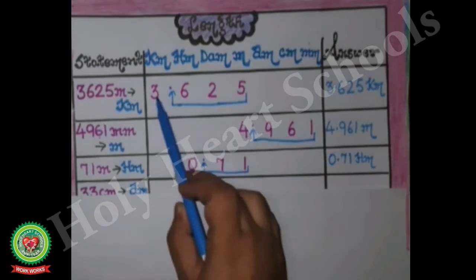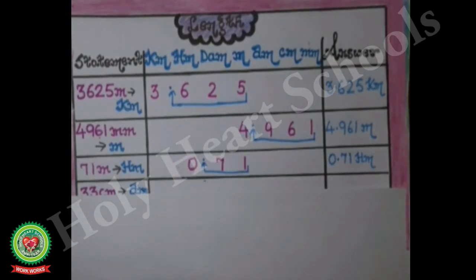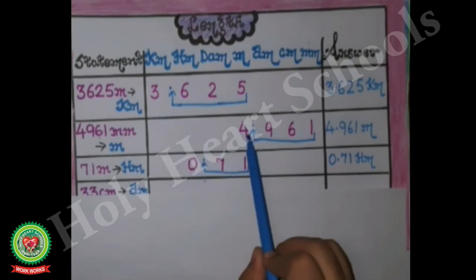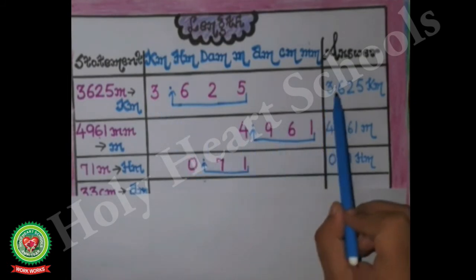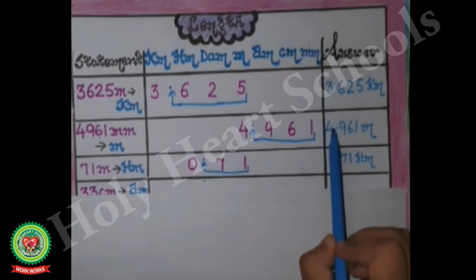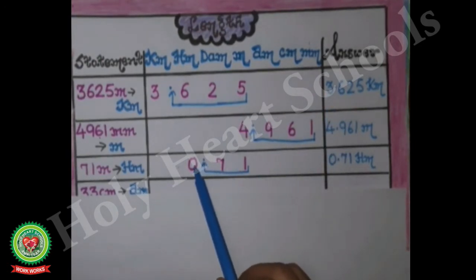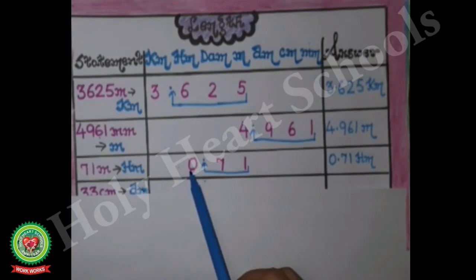Because in the previous examples, I have not written 0. Students, in the previous examples, before decimal, already one number was given. So, that's why there was no need to put 0. But in this example, here before decimal, no digit was there. That's why we have to put 0.